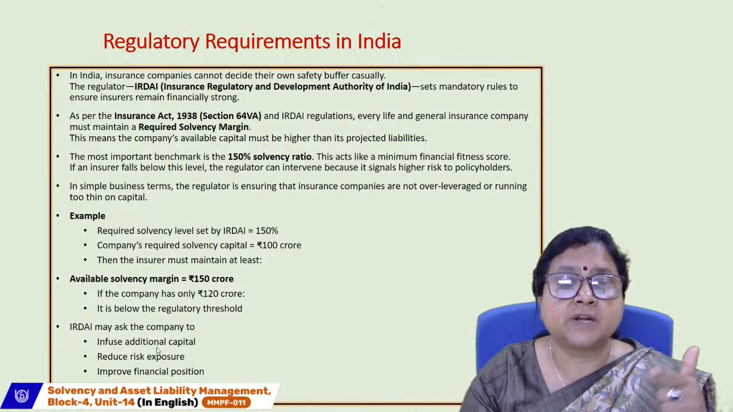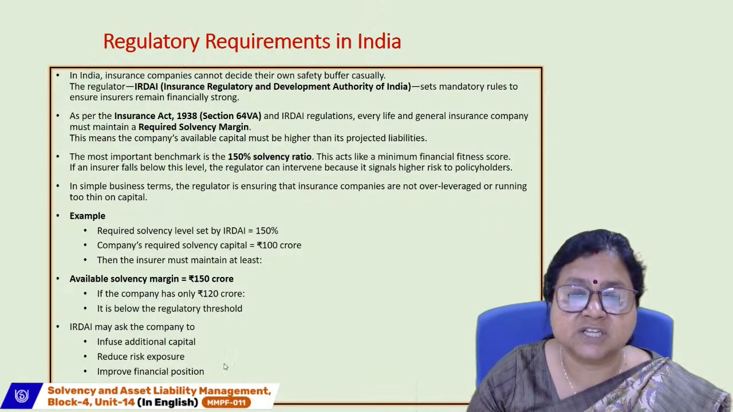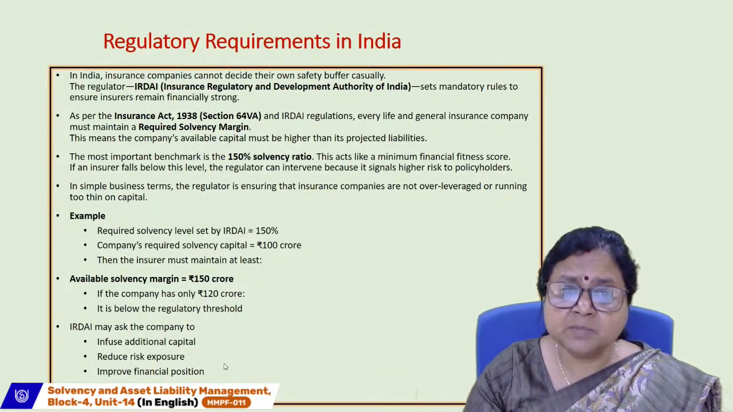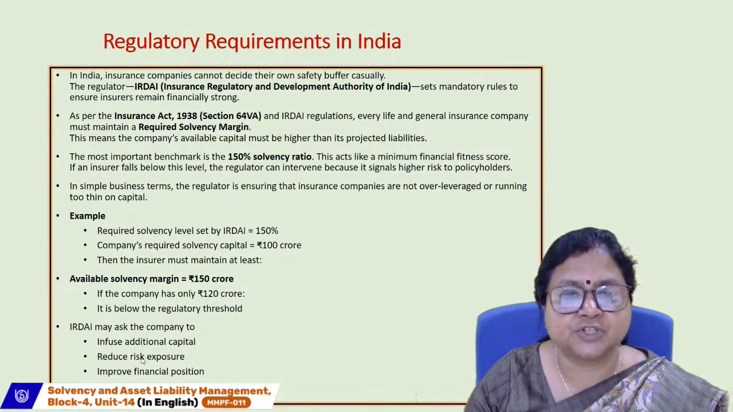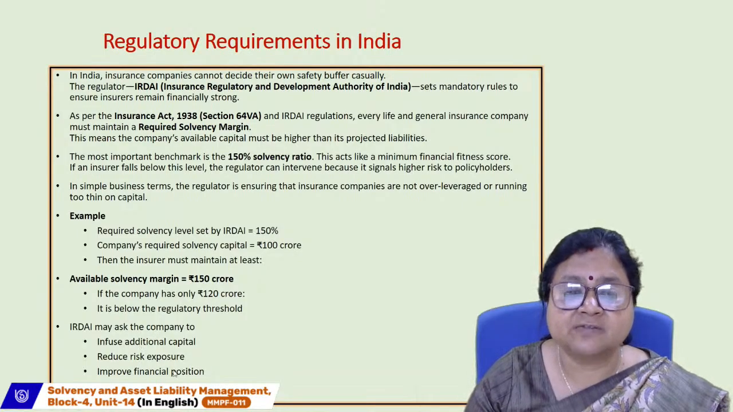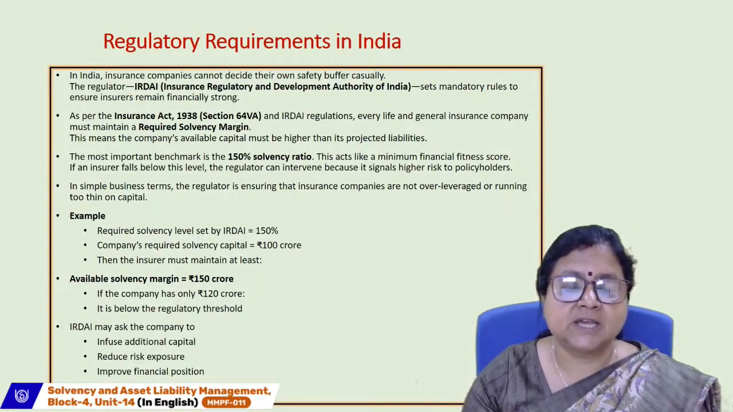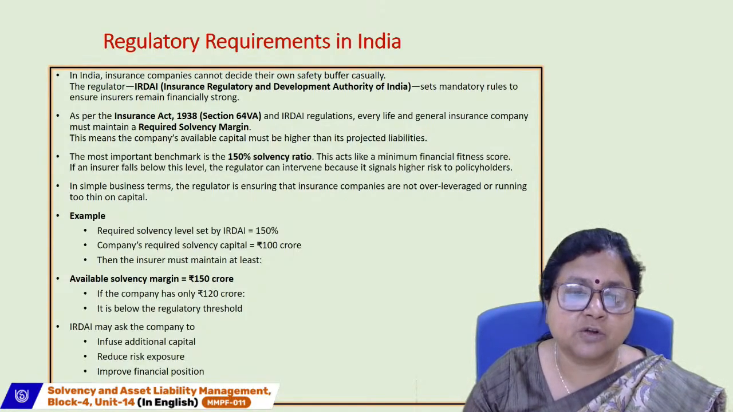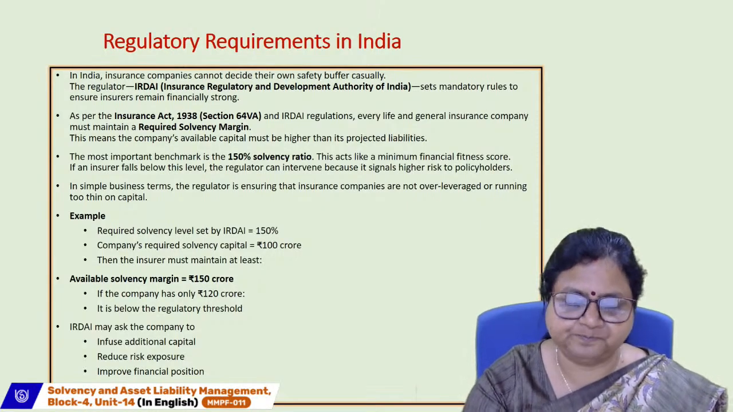That means if it is 120, you should go to 150, or they have to reduce their risk exposure. That means they have to reduce the risks which are exposed in their policies, or else they have to improve their financial position. So if it is less than the solvency margin, then the intervention of the regulatory authorities comes into existence.